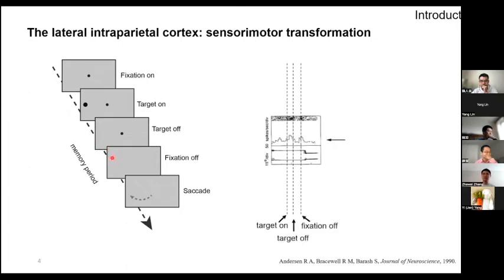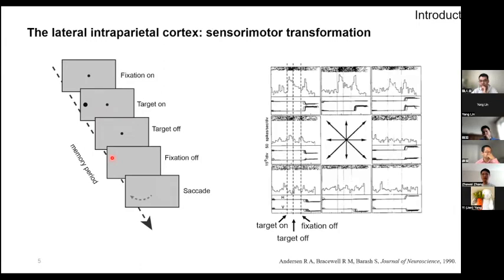This red panel showed an example of an LIP neuron's activity when the target appeared in the lower field. We can see the neuron's response was only slightly higher when the target appears and before the movement. But the neuron response changed dramatically when the target appeared in other positions.